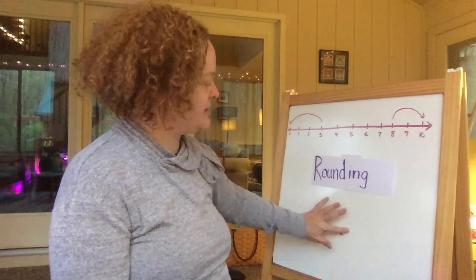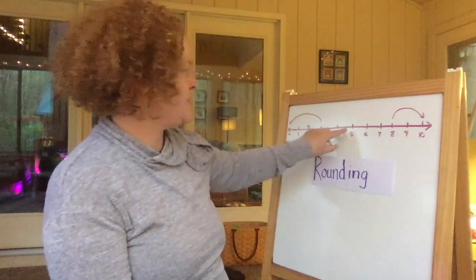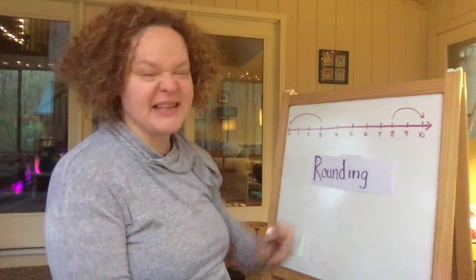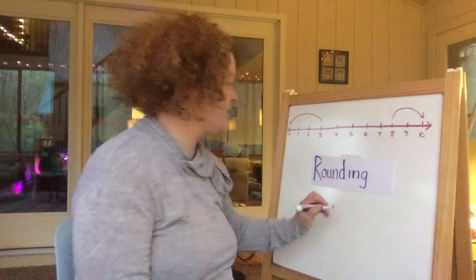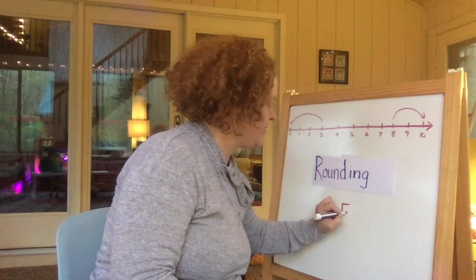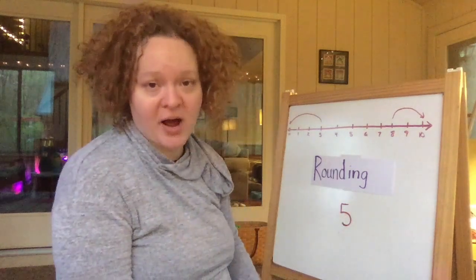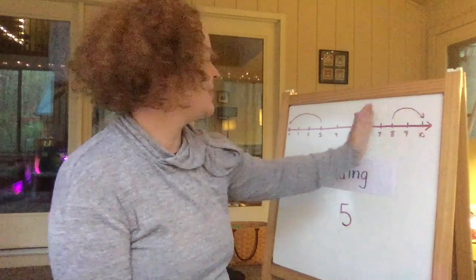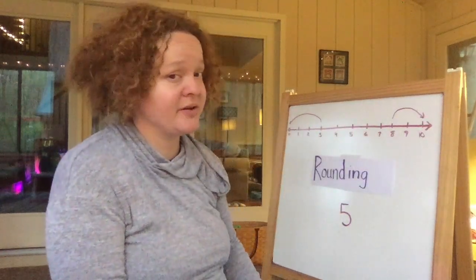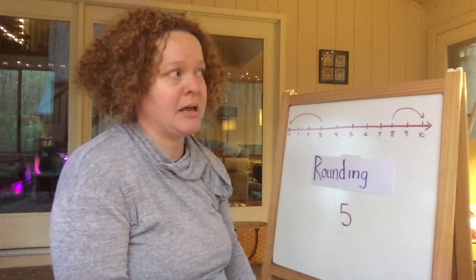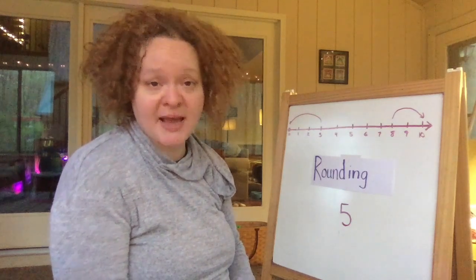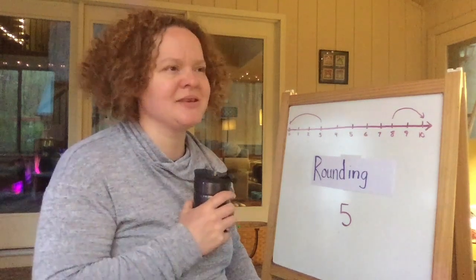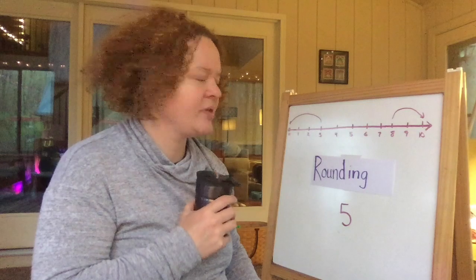The only part of this that's tricky is right in the middle here. You see that 5? It's exactly in the middle. And so usually when I put the number 5 up, I ask, do we round up or do we round down? Is 5 closer to 0 or is it closer to 10? And people tend to answer, well, it's closer to 0. And then some people say, no, it's closer to 10. And then somebody's like, it's exactly in the middle. I don't know what to do.